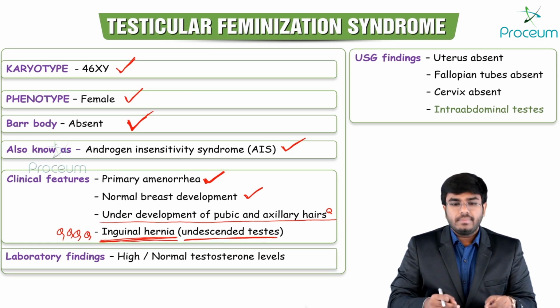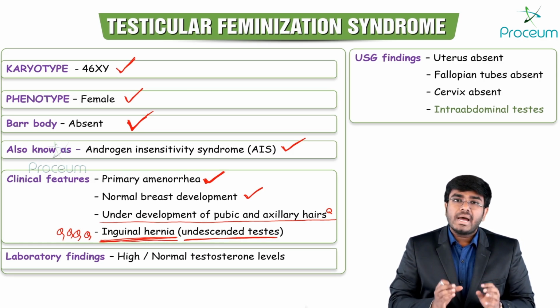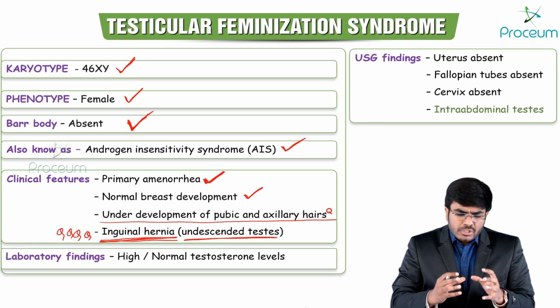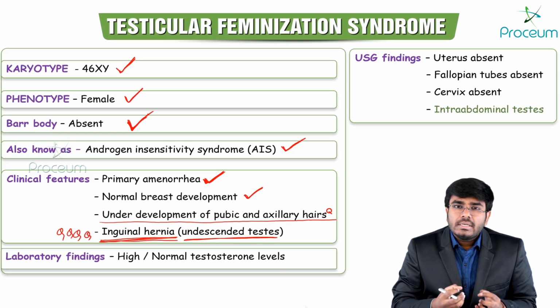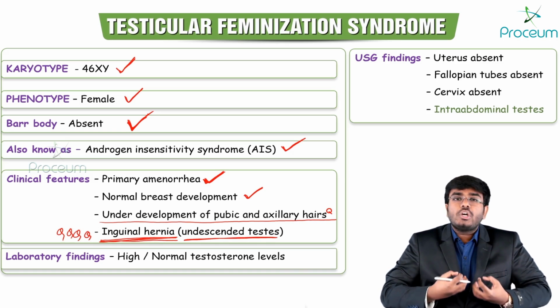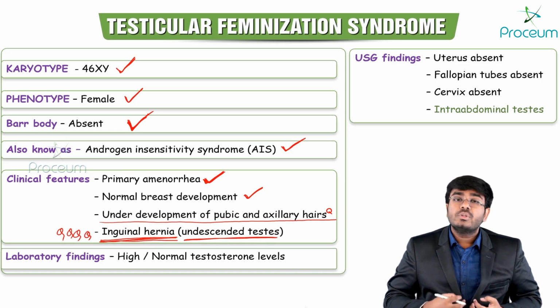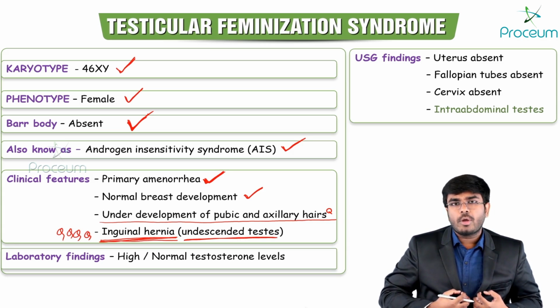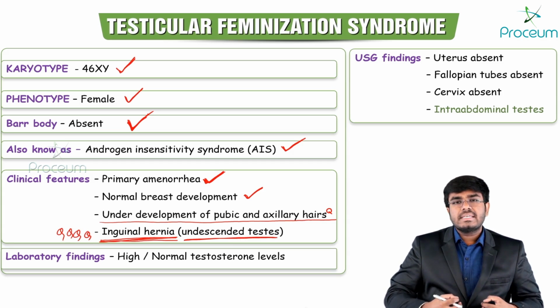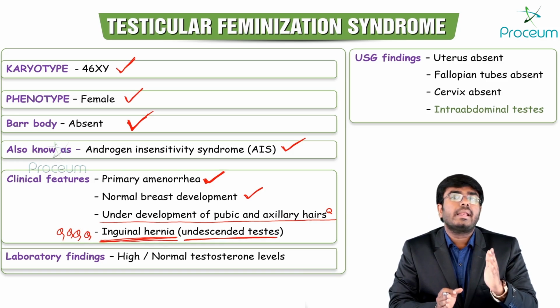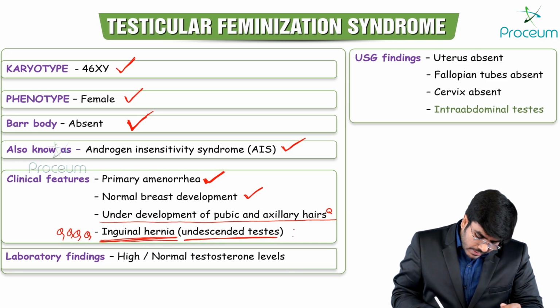Now in this condition, testes are formed, true. But the testosterone which is inactive, or non-functional, is not acting on the gubernaculum testis. So the descent of testis into the scrotum is not happening. So now these testes are left inside the abdomen, or sometimes these testes are found in the inguinal canal, leading to inguinal hernia. So inguinal hernia is due to undescended testis.